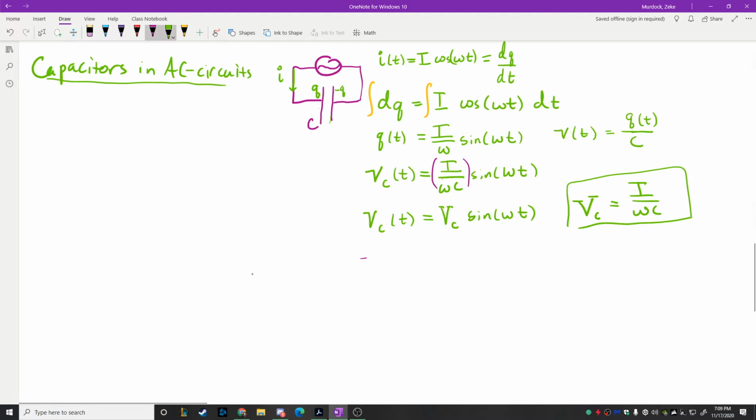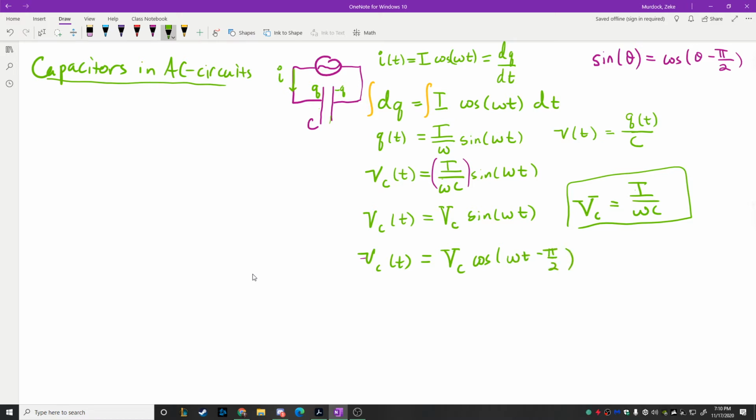Well, the sine function here, we can use another identity. We can say that the sine of theta is equal to the cosine of theta minus pi over 2, I think. Sound right to y'all? Sounds right to me, just thinking about the functions themselves. Just looking at my notes to make sure I'm right. Yeah, cosine of theta minus pi over 2. So we would write this then as the voltage as a function of time would be equal to Vc times cosine of omega t minus pi over 2.